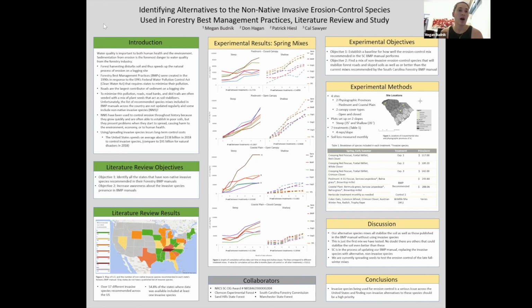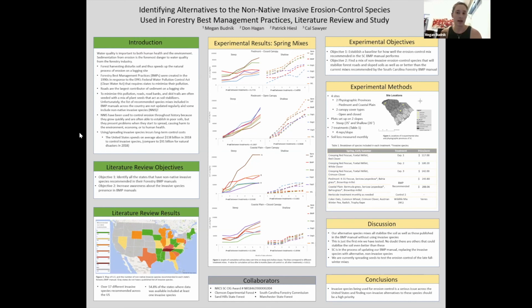So those rules are mostly to protect water quality, and the one that my project is focusing on is the rule that you have to use some way to stabilize soil post-harvest in order to reduce or minimize erosion. So the main way we do this, mostly for cost effective purposes, is to spread out a mix of seeds, and that mix of seeds roots and protects the soil.